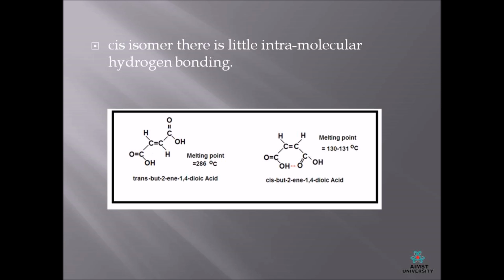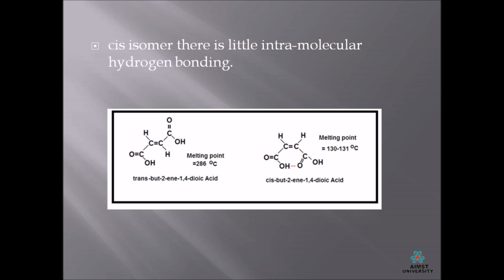Here, if you see the structures of trans-but-2-ene-1,4-dioic acid and cis-but-2-ene-1,4-dioic acid, you can see the melting point on the left-hand side structure, that is the trans structure, is 286 degrees centigrade. And the melting point on the right hand structure, that is the cis structure, is 130 to 131 degrees centigrade. Here we can see there is a variation in the melting point because of intramolecular hydrogen bonding.